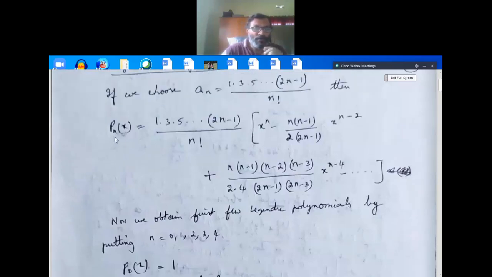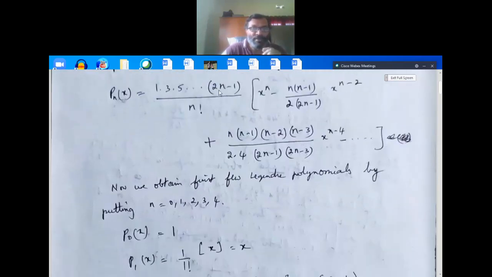Now we will see what P1 of x will be. P naught of x is standard, it is 1, because 0 factorial is 1 and x power 0 is 1. For P1 of x, put n equals 1. So 2 into 1 is 2, 2 minus 1 is 1, divided by 1 factorial, 1. Then x power 1. The next term has x power 1 minus 2, which is x power minus 1, so the negative power you can neglect. So 1 by 1 factorial into x, and P1 of x is x. So remember this: P naught of x is 1, and P1 of x is x.